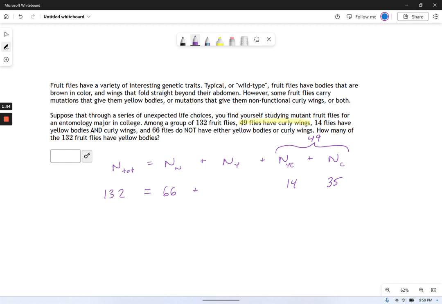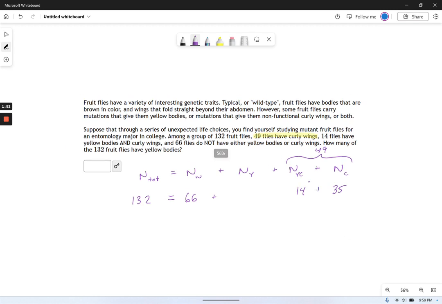And if you have these 3 numbers right here, 14, 35, and 66, and the total sum is 132, you can just subtract all of these things from 132. So that's going to be 132 minus 66 minus 14 minus 35. That gives me 17. 17 fruit flies that have a yellow body but straight wings.